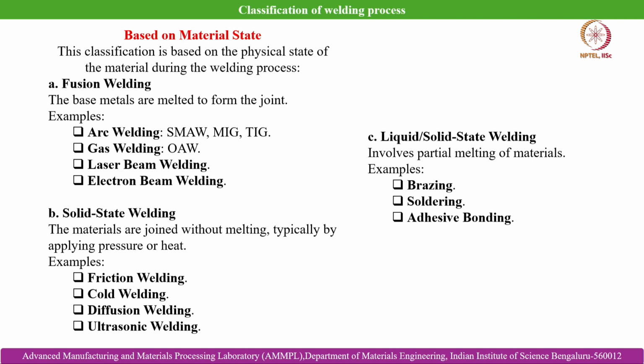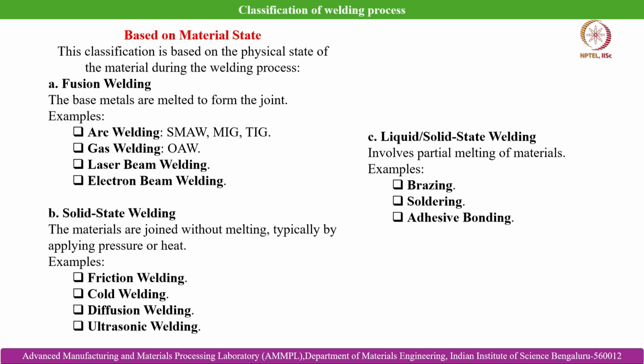And then when we move to the solid state welding processes, in this case the materials are joined without melting at the adjoining locations, or without forming the typical weld pool. We can achieve solid state welding by applying pressure and heat. Examples are friction welding, and also cold welding, diffusion welding, and ultrasonic welding. And when a process involves partial melting of materials, it can also be called semi solid welding.